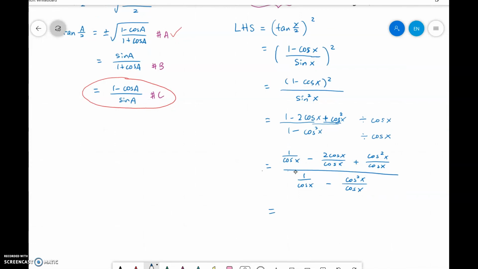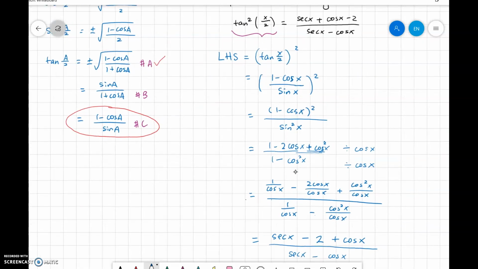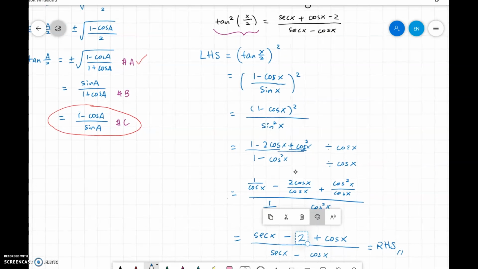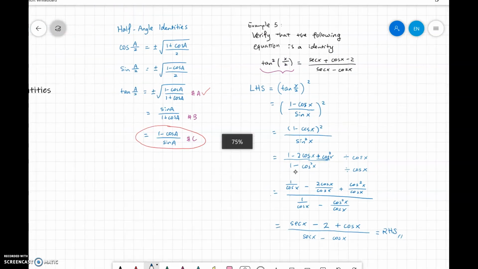One over cosine of x is secant of x. Cosine of x and cosine of x will cancel out, so we get 2. And then one copy of cosine of x from cosine squared x divided by cosine x. On the denominator, we also have a secant x from 1 minus cosine of x, and then one copy of cosine x from cosine squared x divided by cosine x. So I pretty much have the same thing except the order is slightly different. So this is going to equal my right-hand side. And that's it for my verify identity example 5.